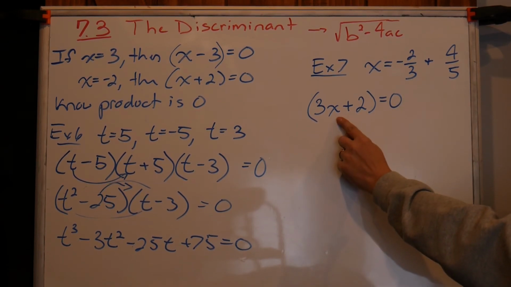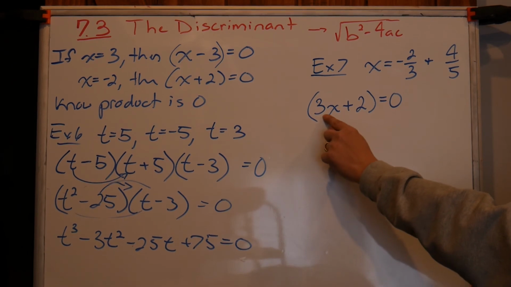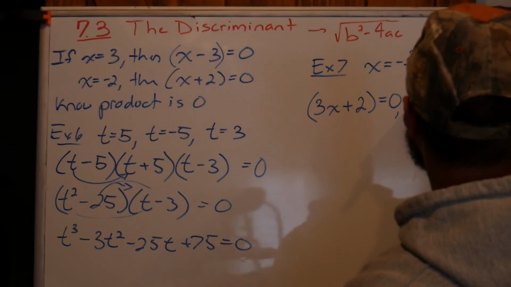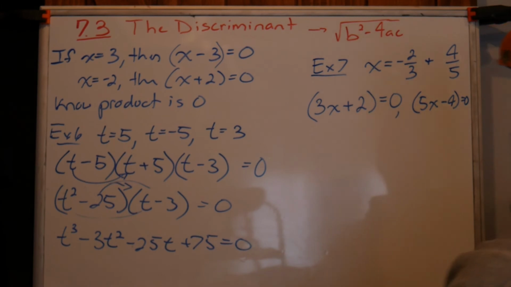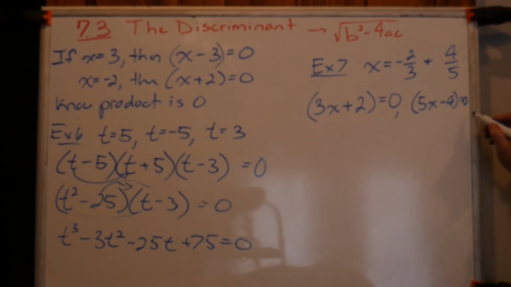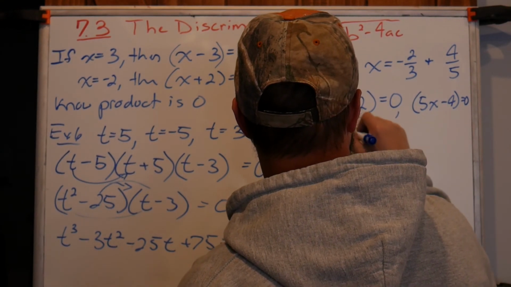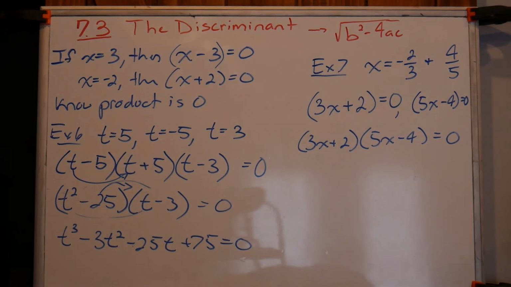That's that, because I would subtract the 2 over here and get -2. I would divide by 3 to get 1x. I'd have -2 over 3. So then this piece would be 5x minus 4 equals 0, because I would move my 4 and get +4, divide by 5, I'd have 4/5. So now what I have to do is take my 3x plus 2, multiply my 5x minus 4, set this equal to 0.